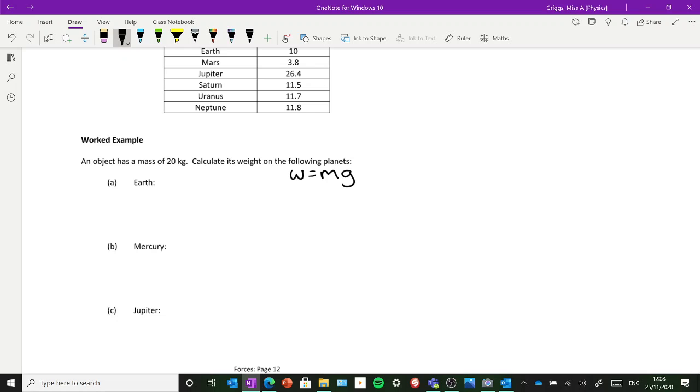Okay, so mass is 20 kilograms. g you find from the table. Well, you know g on Earth already.